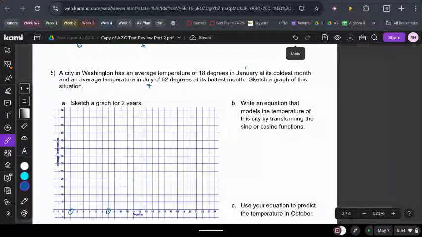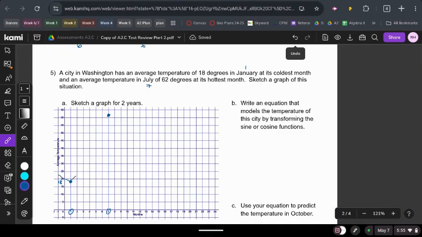Its coldest is in January at 18 degrees. So I'm just going to mark that this point that I'm doing is at 18 to help me out. And then the hottest month is at 62 degrees. So 1, 2, 3, 4, 5, 6, 7.